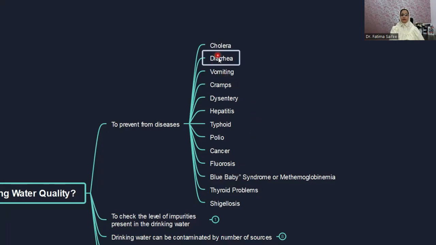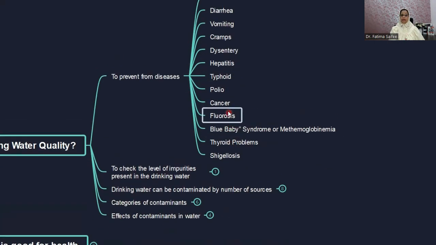For example, diarrhea, vomiting, or cramps are diseases which can happen because of food contamination or water contamination. Cancer is mostly caused by heavy metals present in the water and some types of additives that are very dangerous to our body. In the same way, fluorosis is because of the high content of fluoride present in the water, and if we consume it for a longer period of time, this type of disease can happen.